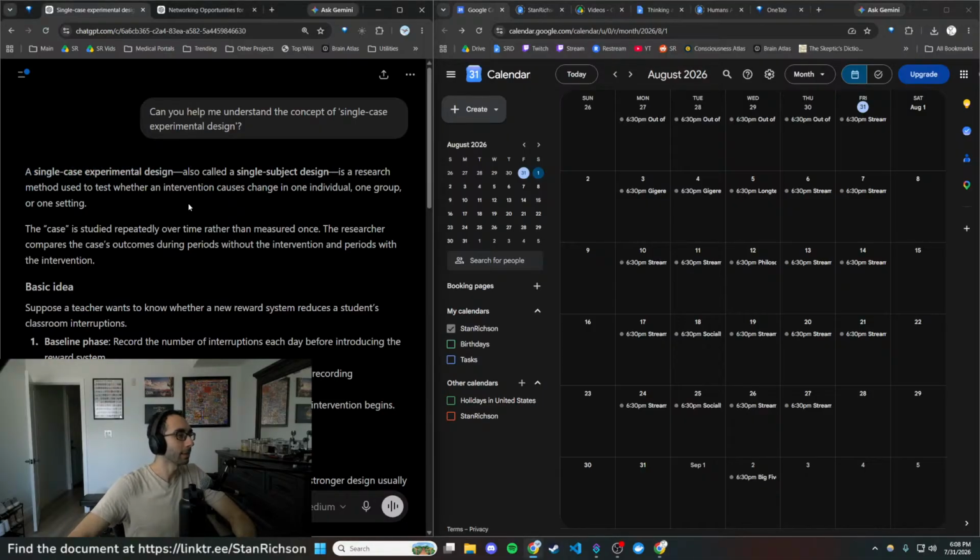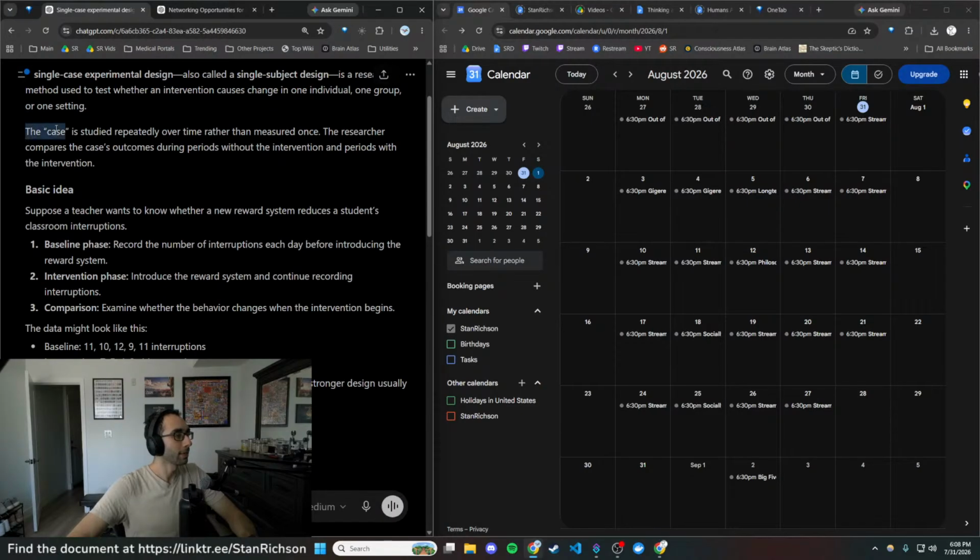A single case experimental design, also called a single subject design, is a research method used to test whether an intervention causes change in one individual, one group, or one setting. So this is the type of thing we would need for an individual. You need to be able to know what's going on. So the case is studied repeatedly over time rather than measured once. The research compares the case's outcomes during periods without the intervention and periods with the intervention.